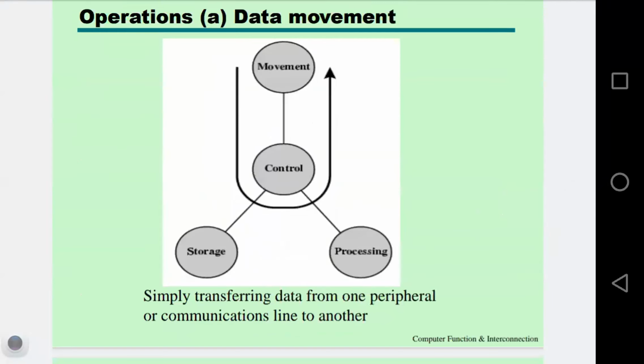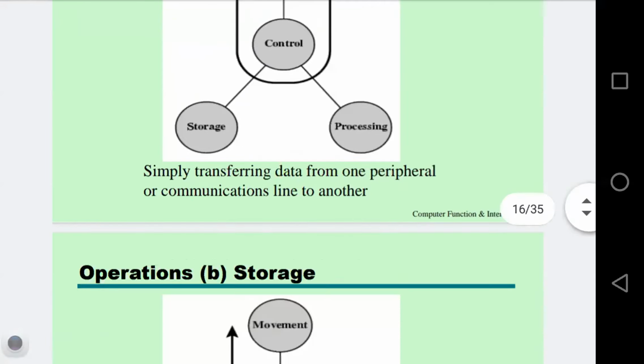Now in operation, suppose we look at different types of operations or functions like data processing, data movement, control. One is data movement. In data movement, if you observe, simply the data is transferring from one peripheral or communication line to another. Simply data is moving from one peripheral to another peripheral. That is data movement.